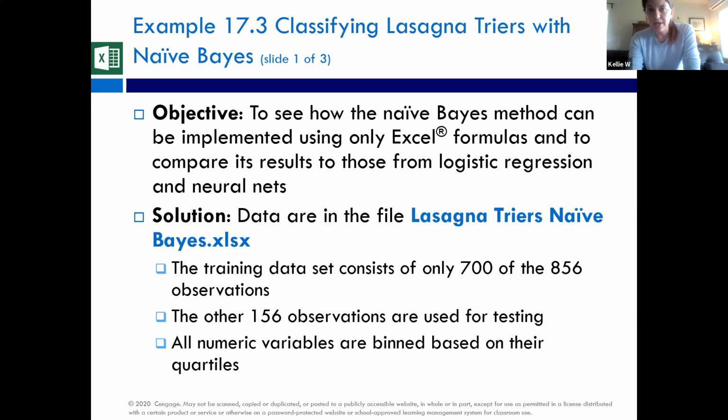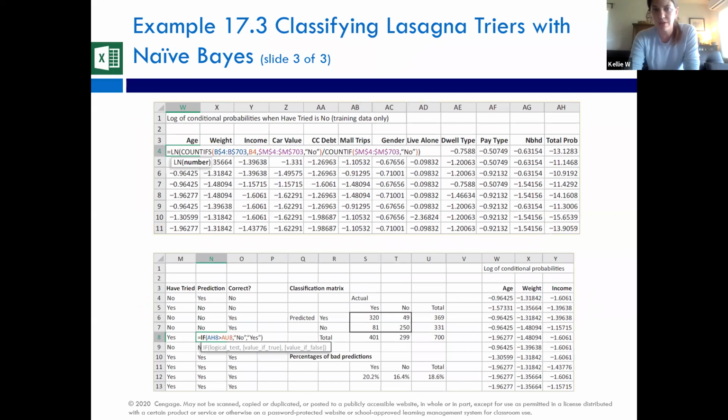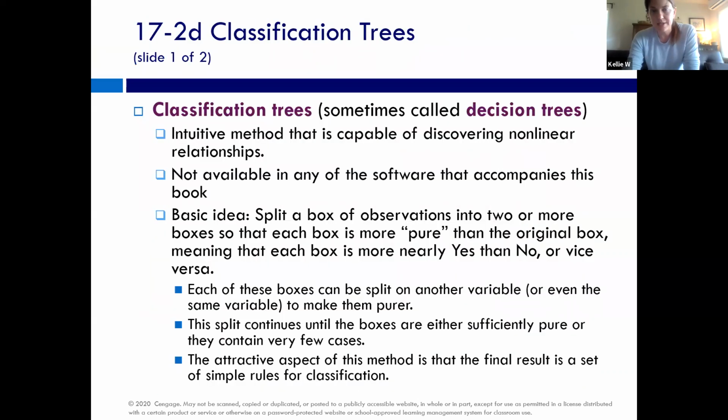We can use Excel, but not in a very good way. We wouldn't do this in practice, but you can see through the example, if it interests you, how they bin the training data and then calculate the probability of X given 0 or given 1. And then each of these is a product of probabilities, so they're usually very small. Then the algorithm uses the natural logs of the individual probabilities and the fact that the log of a product is the sum of the logs to come up with its classifications. So this is kind of what the output looks like.